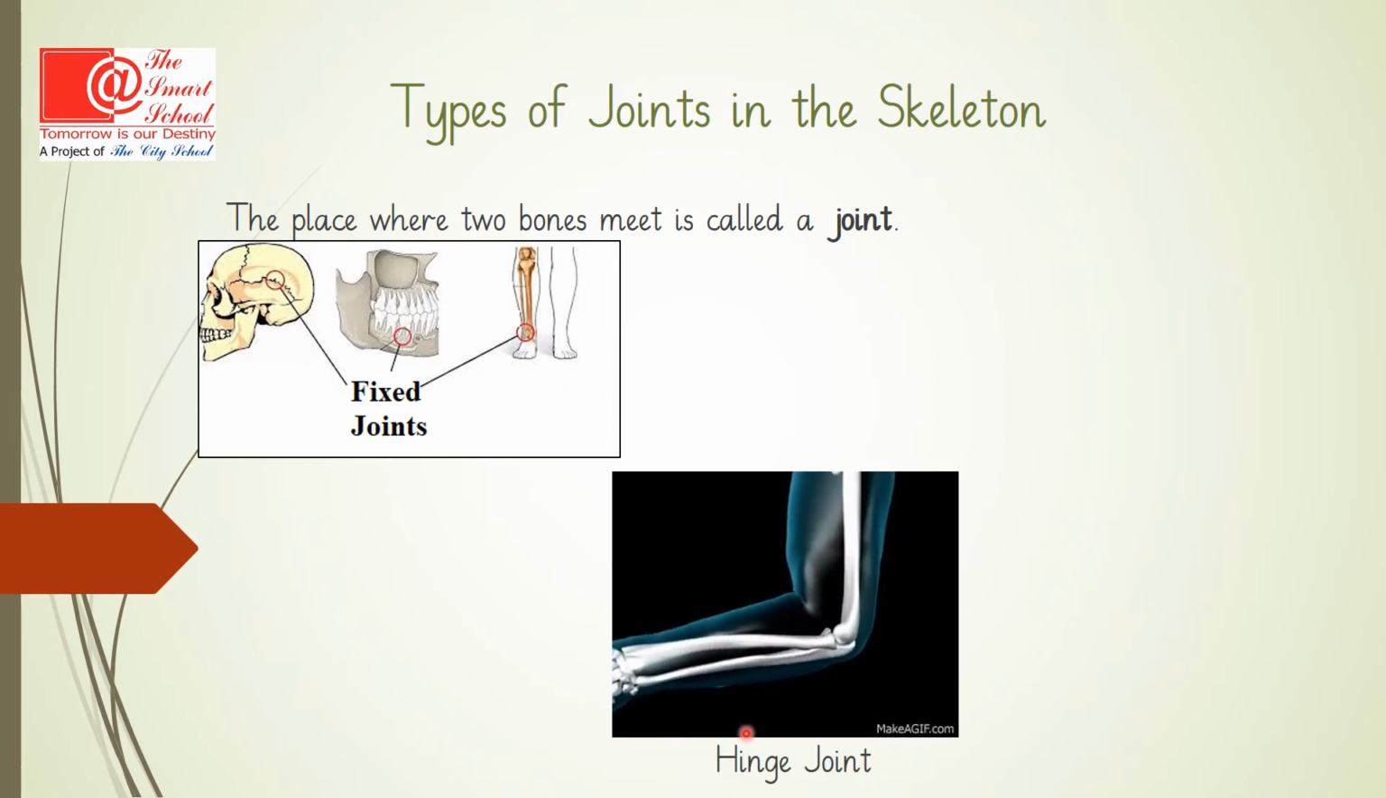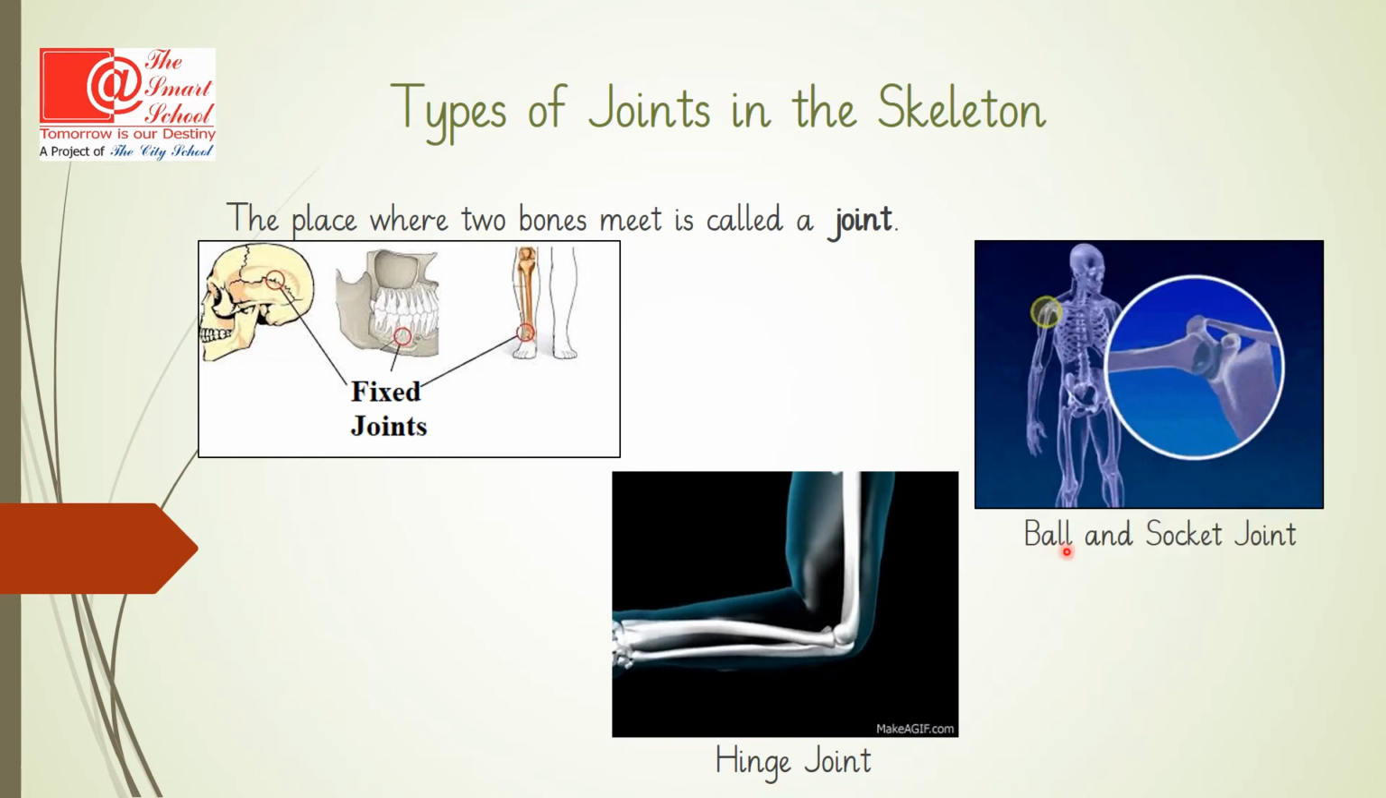Another type of joint is hinge joint. Hinge joint is when a joint moves in only one direction, as seen in the case of this elbow joint, where it can only move up and down. It cannot move sideways.